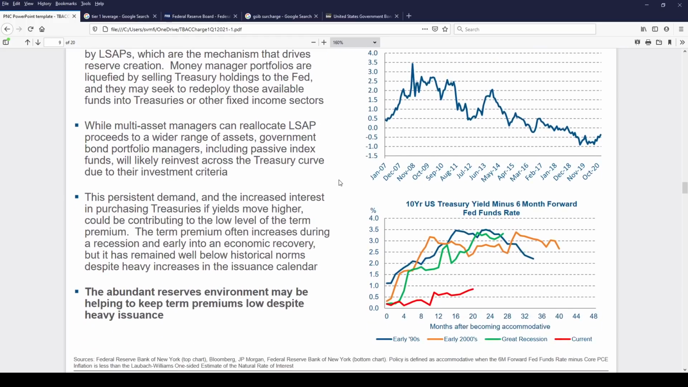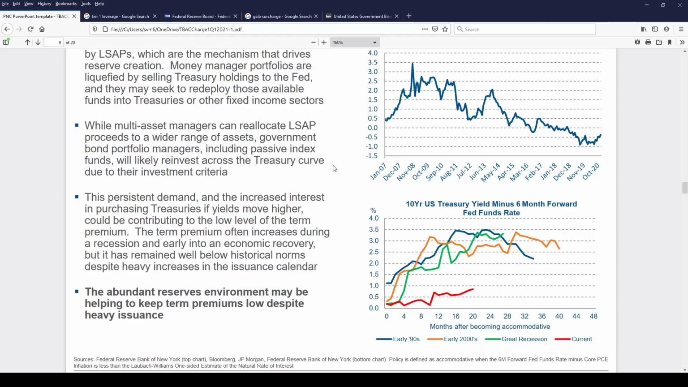That's effectively what they're saying: you'll see managers that own 2 and 3 year treasuries maybe go out to 5 to 7. Those who own 5 to 7 go to 10 to 20. Those who own 10 to 20 go out to 30 year. While multi-asset managers can reallocate LSAP proceeds into a wider range of assets, government bond portfolio managers, including passive index funds, will likely reinvest across just what I said, the treasury curve, due to their investment criteria.